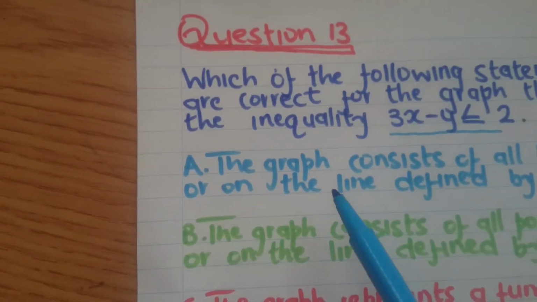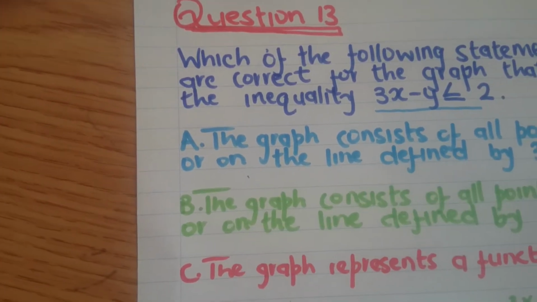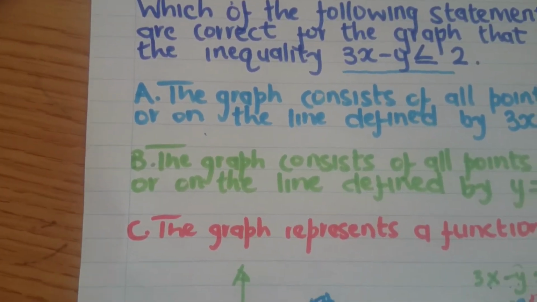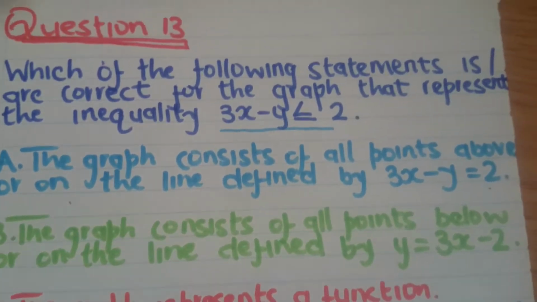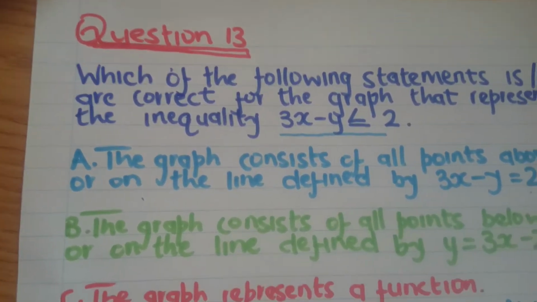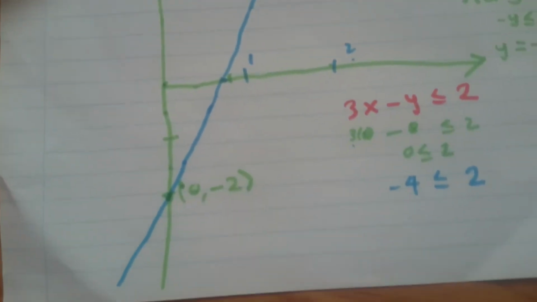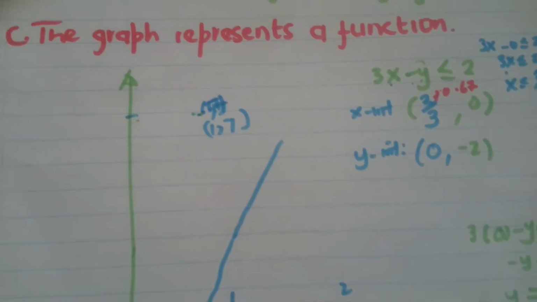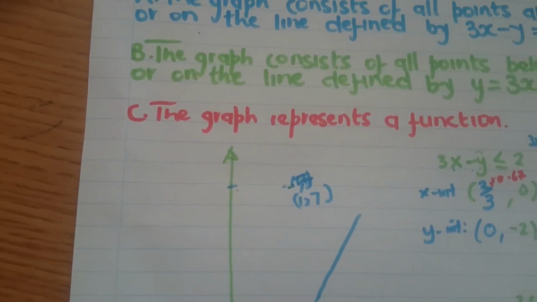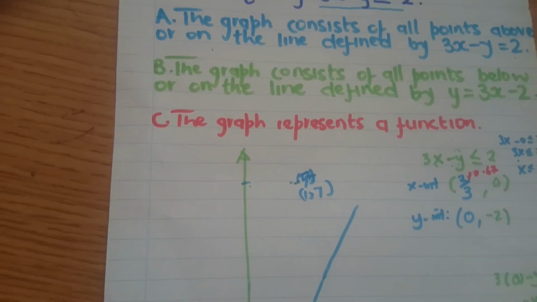They say the graph consists of all the points above or on the line defined by this one. It's true. So we see all the coordinates above or on the line equal to 2. Yes, you see equal, so it gives the true statements. It means all the coordinates above the line give the right statement. Even if you take the coordinates on the line, it's going to give the right statement.